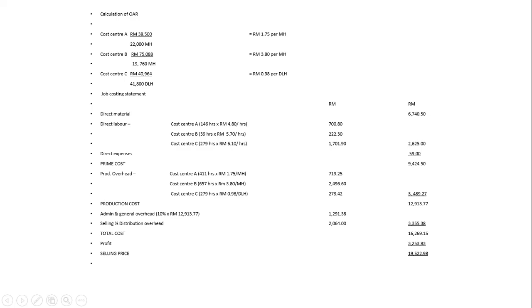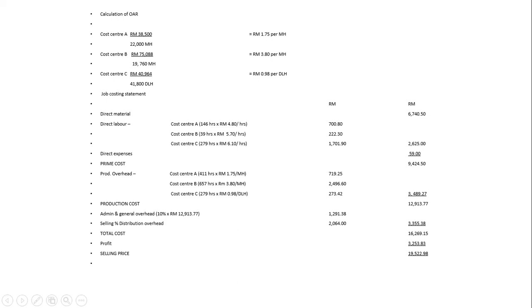Okay, after you calculate the OAR, then we go to the first item, which is direct material. This is the direct material usage, the direct material requisition minus the return to store just now. So you get 6,740.5. Second element, you have direct labor. So remember, this is for every single cost center. You need to show the direct labor hours times the rate. Then you will get the cost of direct labor for each center. Okay, you need to put it in the first column. Total up cost center A plus cost center B plus cost center C direct labor, we get the total. We transfer it to the second column, 2,625.